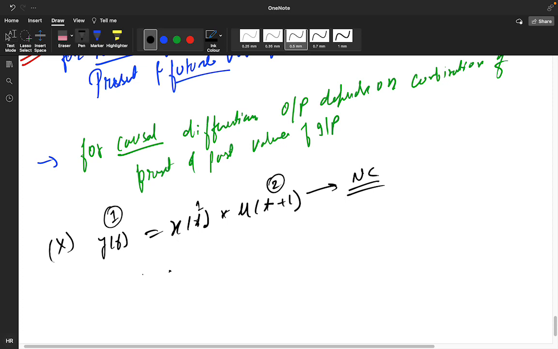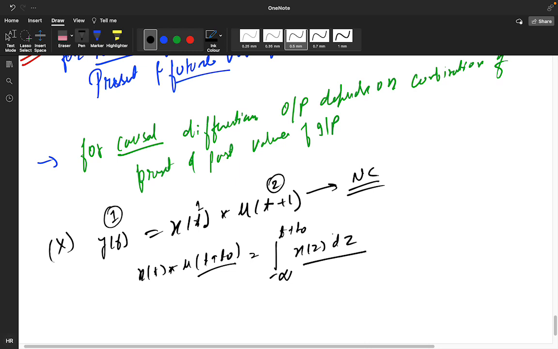And I hope you remember the properties of convolution. x of t convolved with u of t plus t naught is the integral from minus infinity to t plus t naught of x of tau d tau. This was yesterday's property. So if you put anything, it will get added with t naught. So t naught is 1, so it depends upon the future value, so it is non-causal.